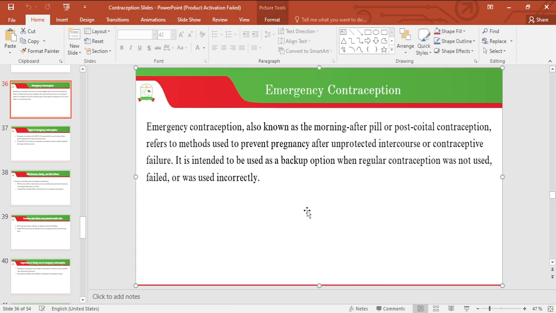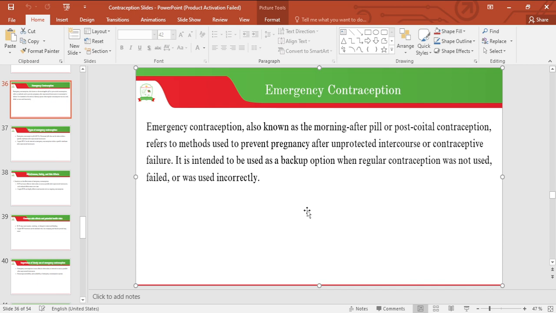Let's look at emergency contraception. Emergency contraception is also known as the morning after pill or postcoital contraception method. This is a method that is used to prevent pregnancy after unprotected intercourse or contraceptive failure. So, emergency contraception is intended to be used as a backup option when regular contraception was not used or has failed or was not used correctly.